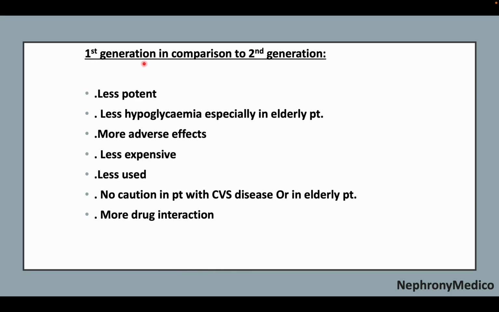Now, first generation in comparison to second generation sulfonylureas. These are less potent, less hypoglycemia, especially in elderly patients, more adverse effects, less expensive, less used, and no caution in patients with cardiovascular disease or in elderly patients, and more drug interactions.